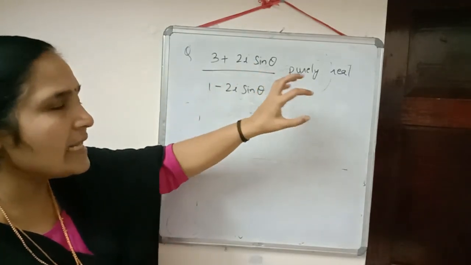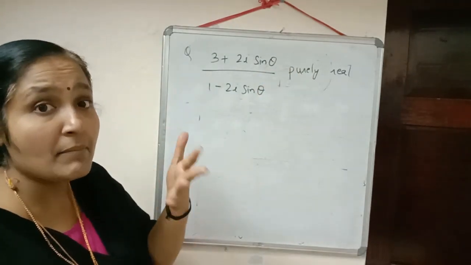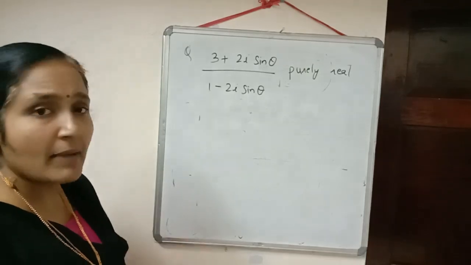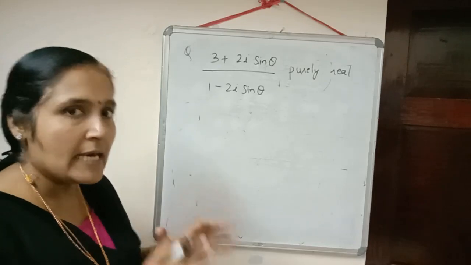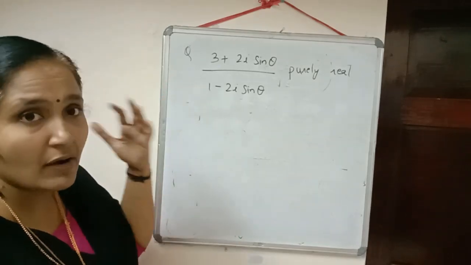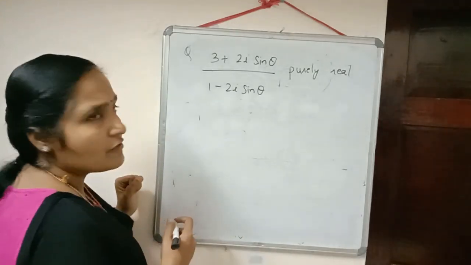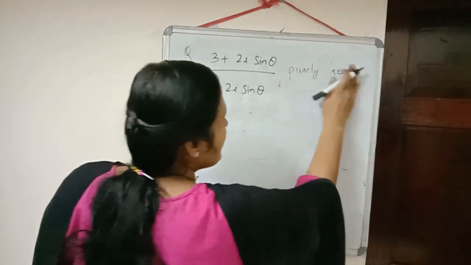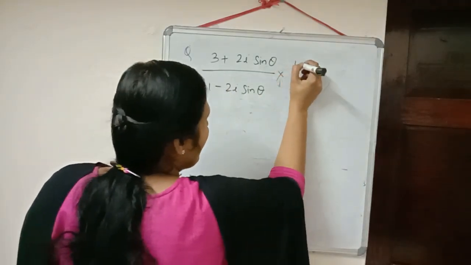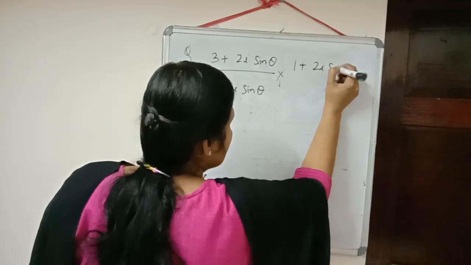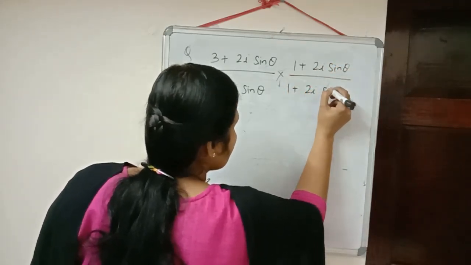Purely real means what is the meaning of that? Yes, we should not have an imaginary part there. So if the imaginary part is not there, the imaginary part should be equal to 0. First we can find out the imaginary part of this number. So again what we will do for that? Yes, first we will rationalize the denominator. So we will multiply by 1 plus 2i sin theta, both numerator and denominator.